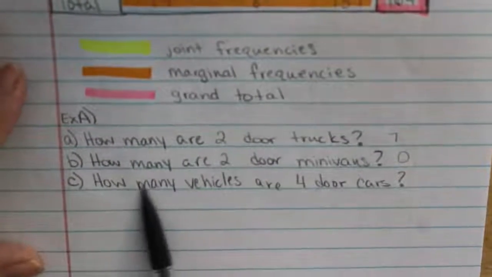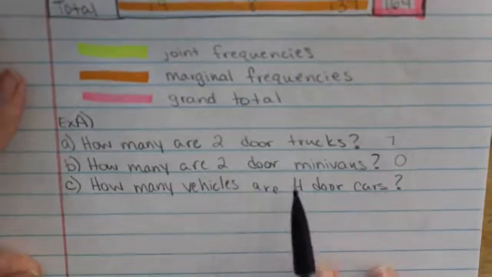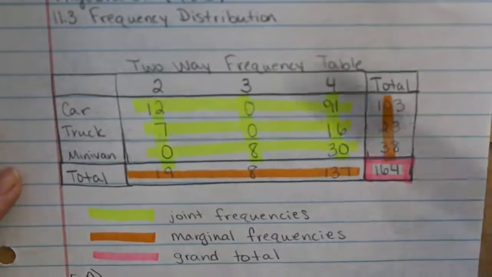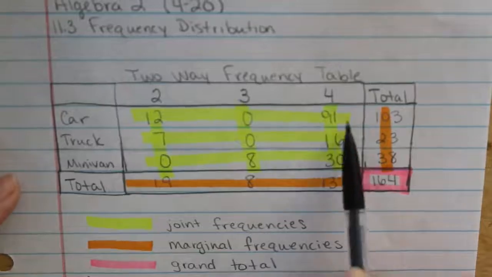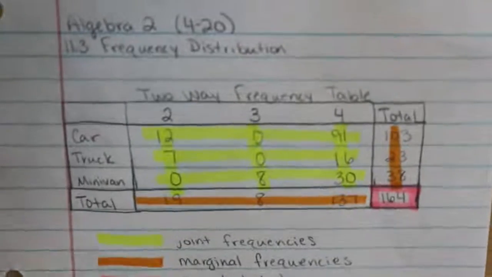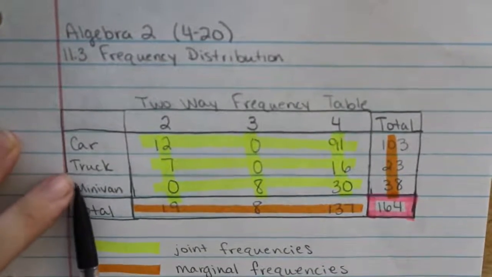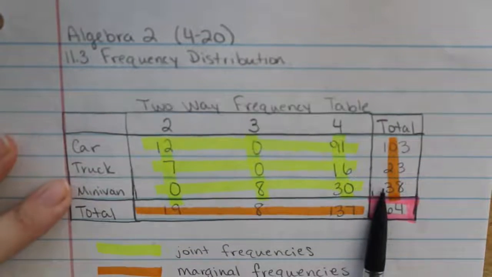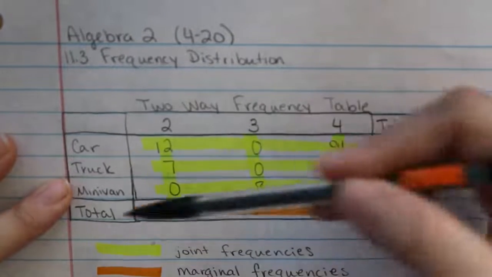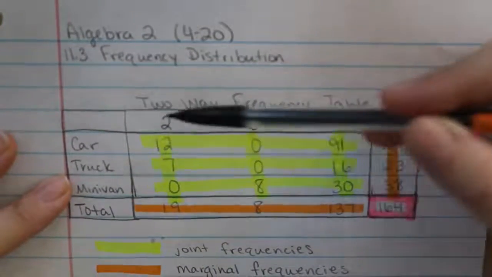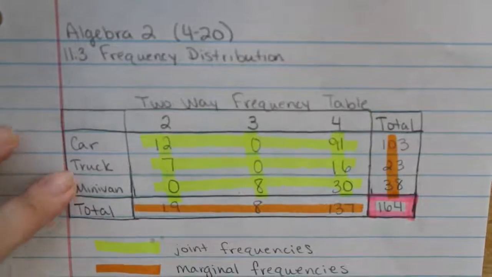Okay, how many vehicles are 4-door cars? So they want specifically how many vehicles are 4 doors and are cars. So if you look here, we have 91. These charts are some of the easier ones to read, the two-way frequency tables, because for the most part, you're just following over if they want how many minivans total were there. You'd say I had 38 total minivans. And then you could go from there. 4-door minivans were only 30. 3-door minivans were 8. And we already said no 2-door minivans.